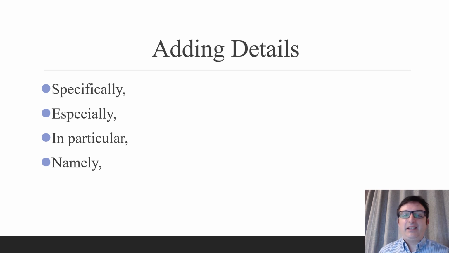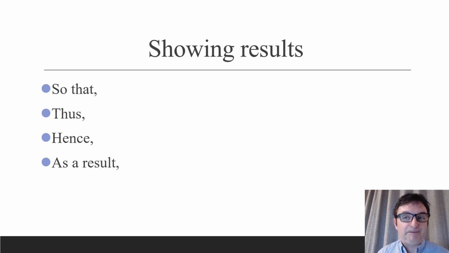Other sentences might have a transition word to show that these are just adding more information again, or details. Words like specifically, especially, in particular, and namely. And these words are also similar to the category we mentioned at the beginning. Now, if you want to show results, you'll use transition words like so that, thus, hence, and as a result. And these are clear signs in the writing of what you're reading to show that the results are going to be discussed in the sentence.